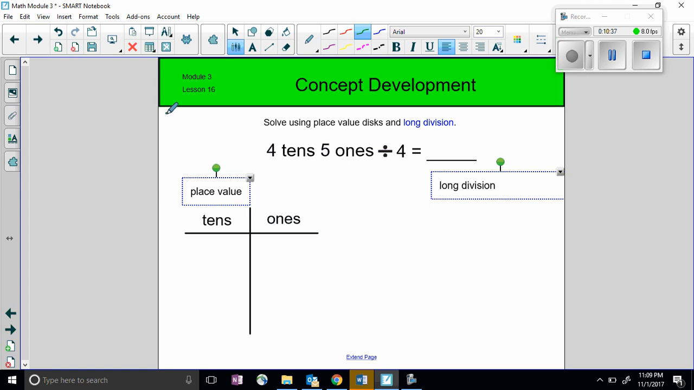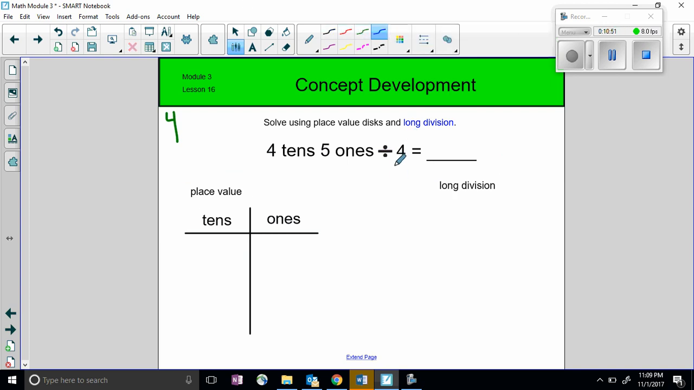All right, question 4. Place value, long division. We're ready. We're rocking and rolling. Let's read the problem. 4 tens, 5 ones, divided by 4. So, how many groups do we need? We need the 4 groups.